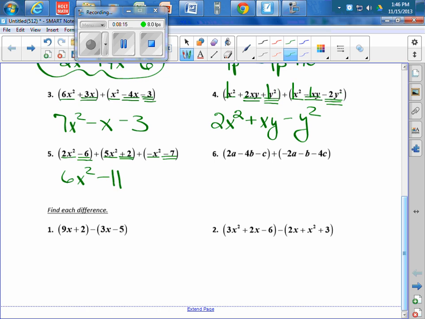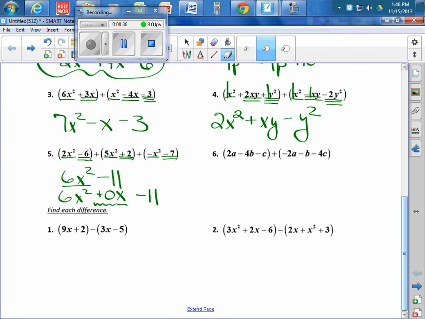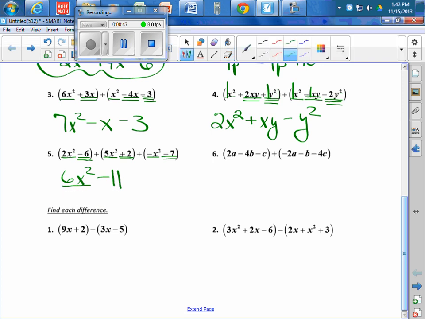Now notice on number 5 that I have an x squared term here, right? Well, is there an x term? Now, I didn't say x squared. They're different, aren't they? I have a 6x squared. I have minus 11. And what's the x term? Well, there are 0 x's. So I don't write any x's. I write 0 of them, right? So there is an x squared term. There is an x term. There's the constant term. But we don't write the x term because there aren't any of them.